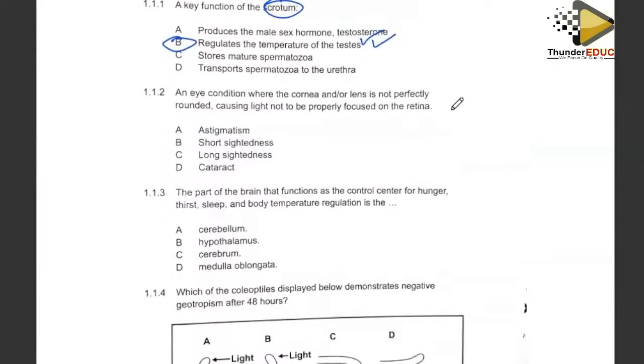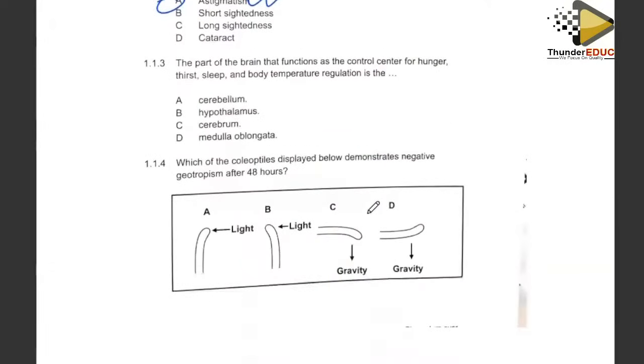Then we go to number 1.1.2: the eye condition where the cornea or the lens is not perfectly rounded, causing the light not to be properly focused onto the retina. Sometimes this question comes as uneven curvature of the cornea. It's the same thing, just in a different version. So this answer is astigmatism, and you get 2 marks there. Then we go to the next part.